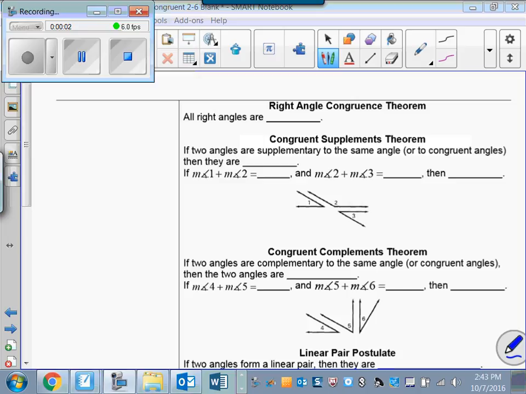So here we go, finishing up lesson 8, proving segments and angles congruent. So we have a few new theorems we're going to learn. I hope that you have made your flashcards for these because of course you need to memorize them. So the right angle congruence theorem simply says all right angles are congruent.